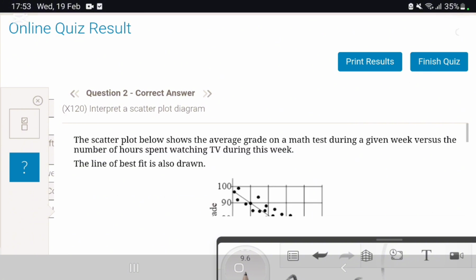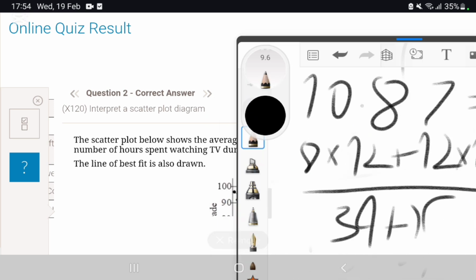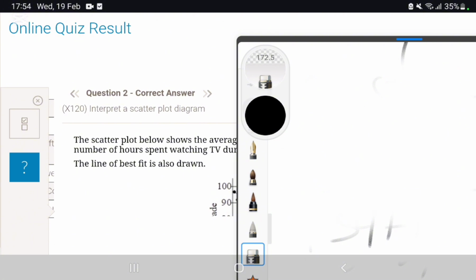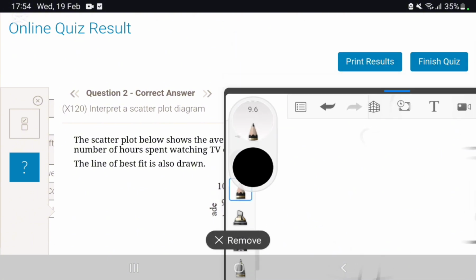Number 2. Interpret the scatter plot below shows the average grade on a math test during a given week versus the number of hours spent watching TV during this week. The line of the best fit is also drawn. Okay. Just let me remove this. Okay.